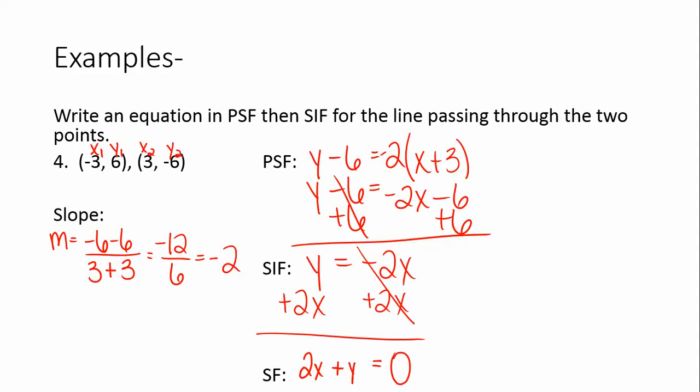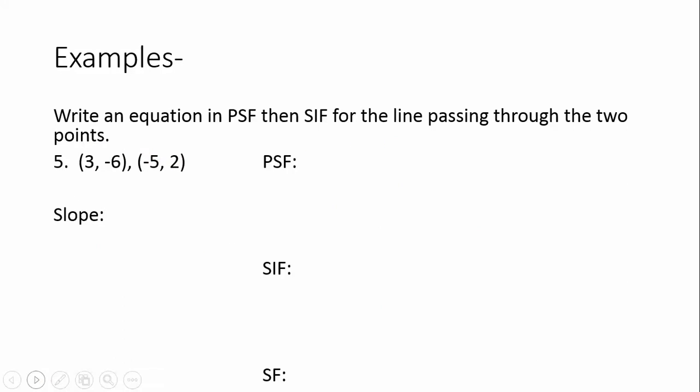So then we check. Do we have any fractions? We do not have any fractions. And our x term is positive. So this is the standard form: 2x plus y equals 0. So that's the new part in today's lesson, is getting all the way to standard form.